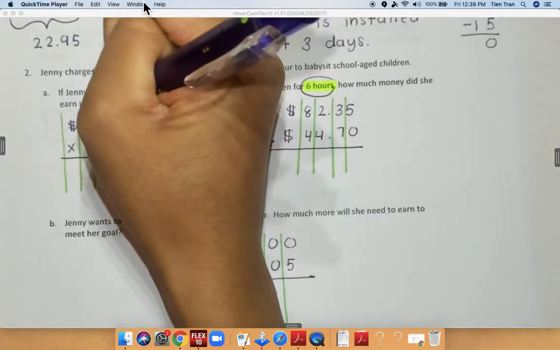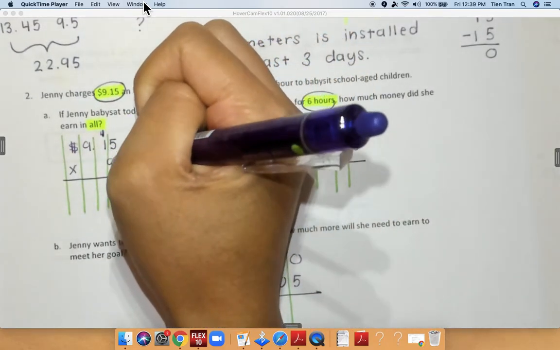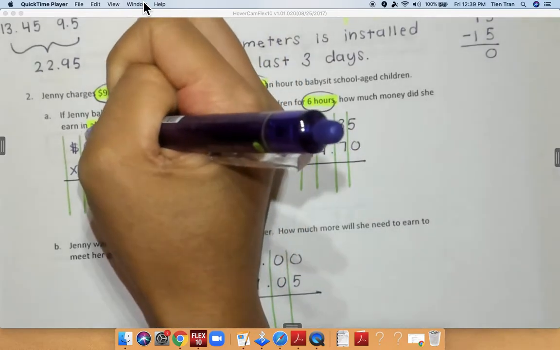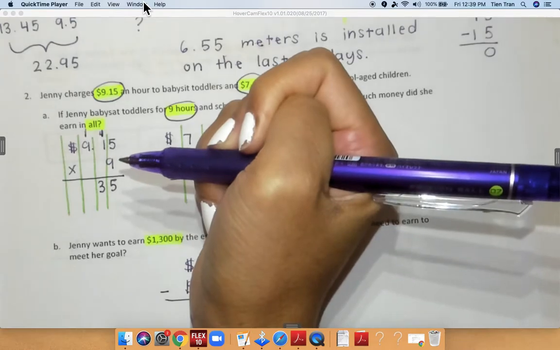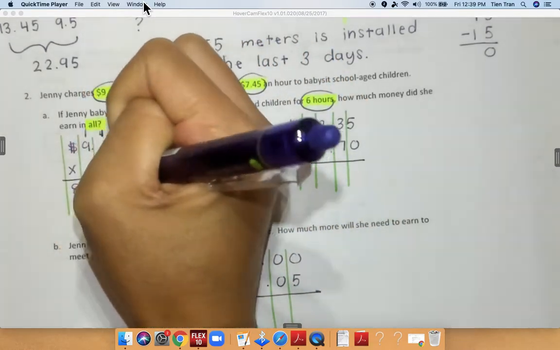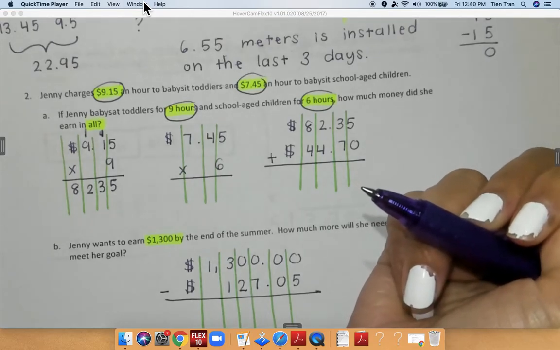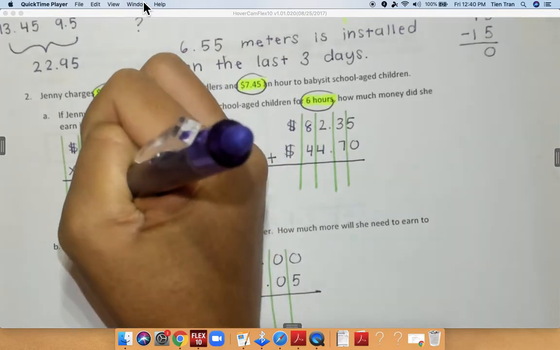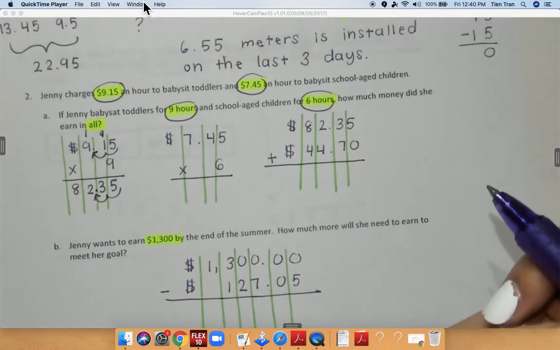And now I'm going to multiply to figure it out. So 9 times 5 is equal to 45. Carry my 4, bring down my 5. 9 times 1 is equal to 9. 9 plus 4 is equal to 13. And 9 times 9 is 81. 81 plus 1 is equal to 82. Now, I need to make sure that I move my decimal over 2 times, and I do the same thing to my answer. Another way to figure that out is to estimate.